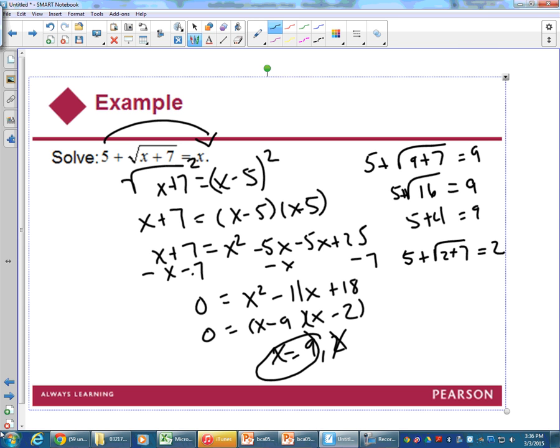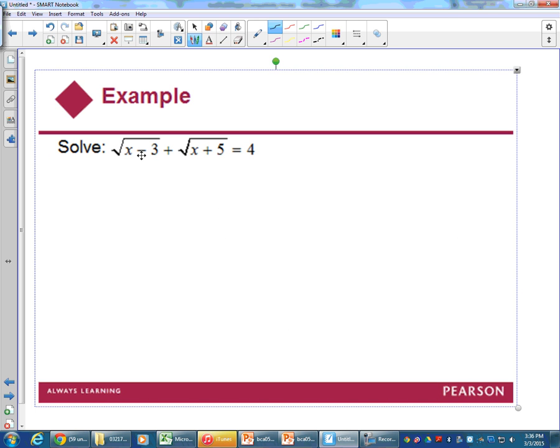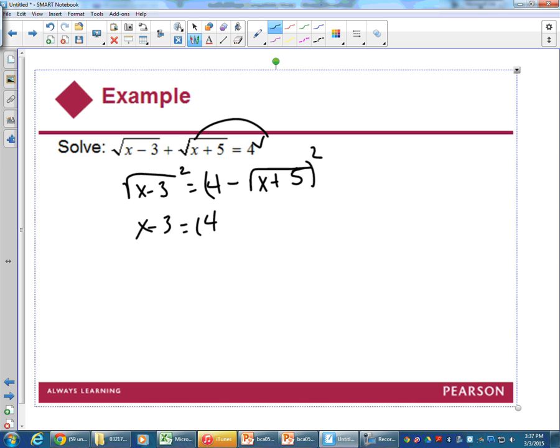And then finally, I want to work one similar to number 67 on your homework where you have two radicals. What you want to do here is isolate one on one side of the equal. So I'm going to leave the x minus 3 here and move this one over here so it becomes 4 minus the square root of x plus 5. And I'm going to square both sides. Again, when I square this expression on the right, it's got two terms, so I've actually got to write it down twice and do FOIL or distribute. So this side becomes x minus 3, and this side I'm going to write down twice.